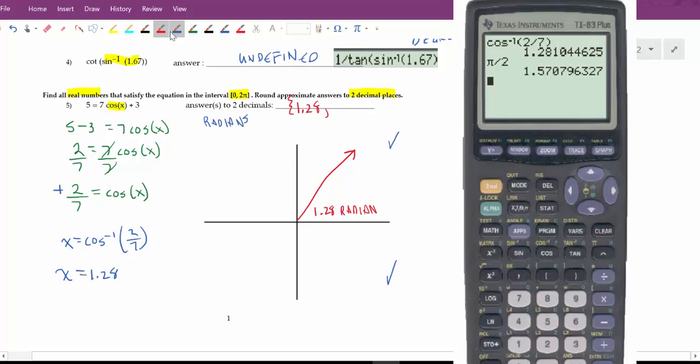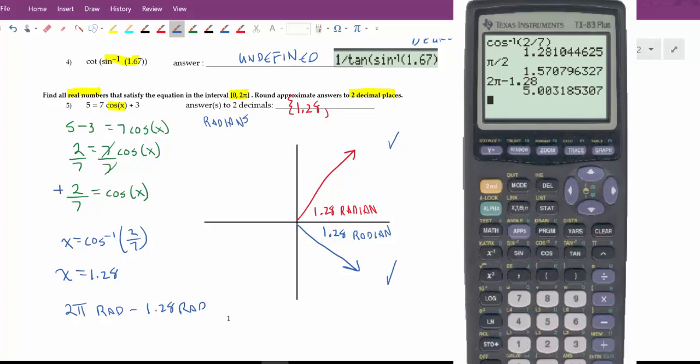Now the second answer is going to be a reference angle in quadrant 4 that has exactly the same value. So you have to be in this interval. You go all the way around the circle, which is 360 degrees, but in terms of radians that's 2 pi radians, minus the 1.28 radians. So on the calculator you go 2 pi minus 1.28, and that gives the second answer to this problem.